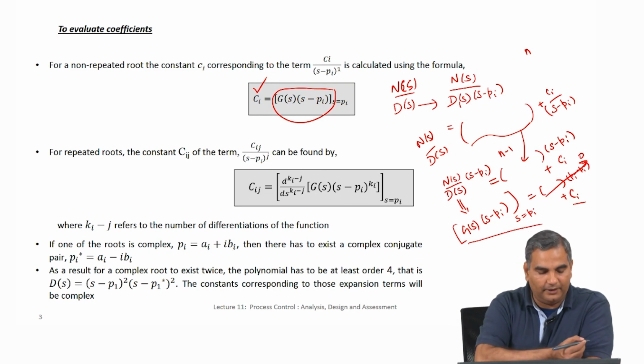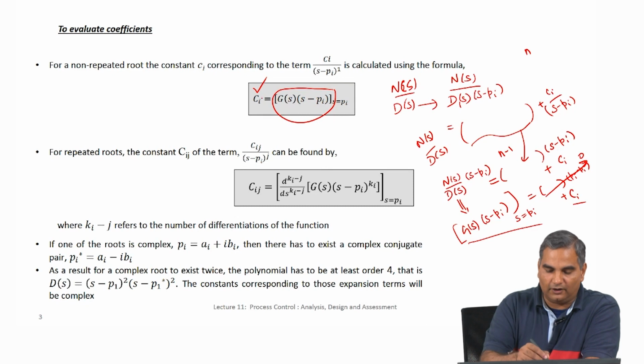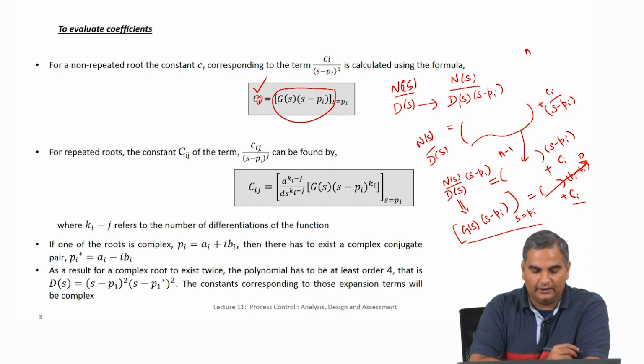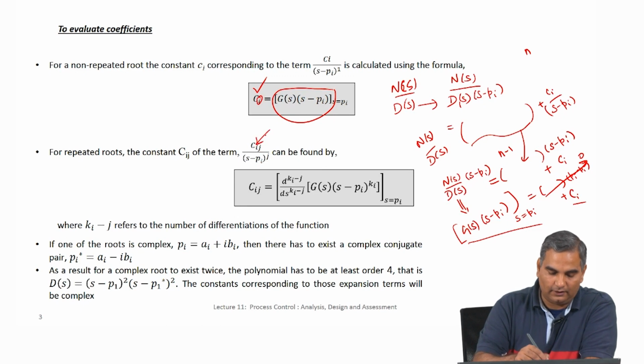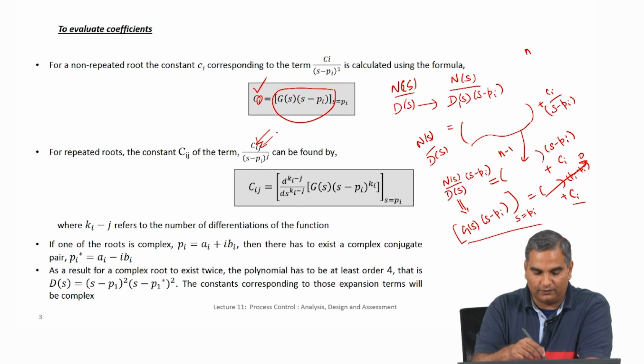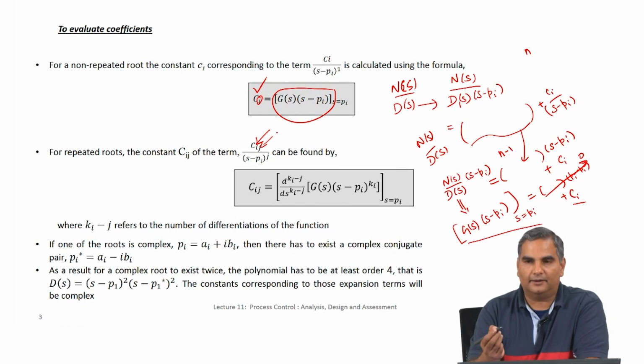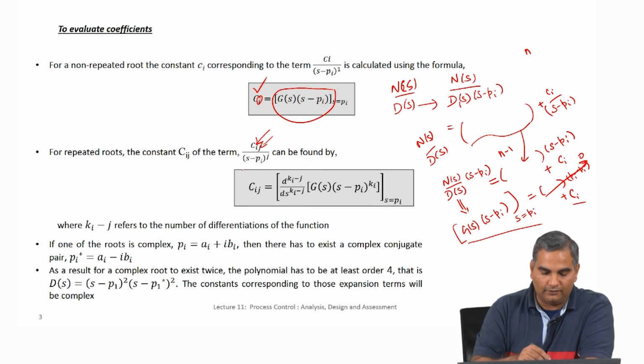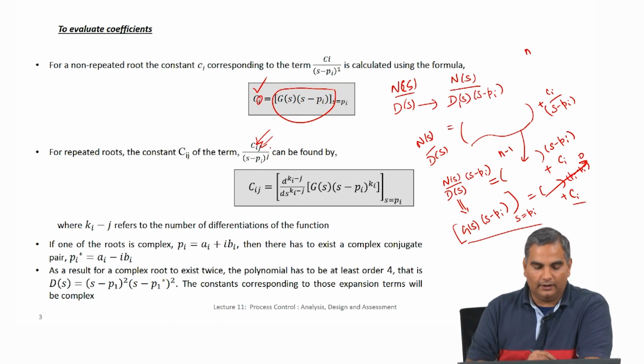If I have repeated roots, then it is not only one index, this is Cij, where we said i refers to the root number and j refers to the repeat for which we are writing the term. So, if there is a root i which is repeated thrice, then Ci1 will go with (s minus pi) power 1, Ci2 with (s minus pi) power 2, Ci3 with (s minus pi) power 3 and so on.